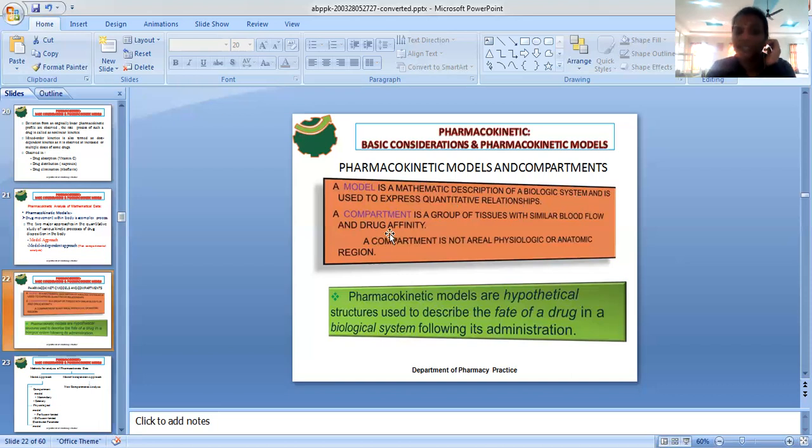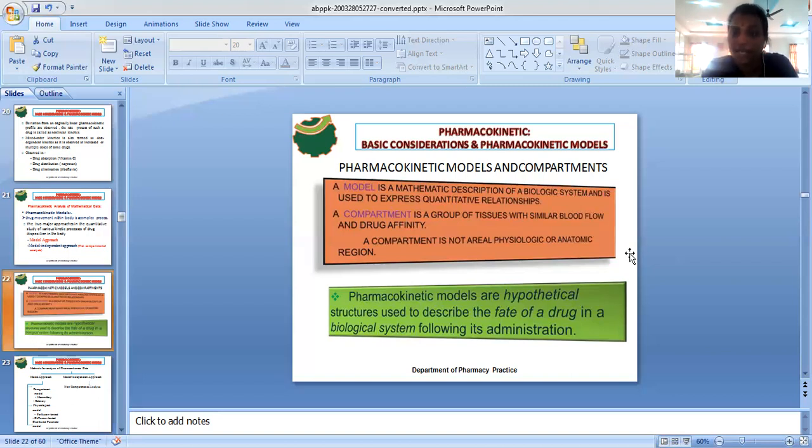And the second term is, what is a compartment? A compartment is a group of tissues with a similar blood flow as well as drug affinity. That means, depending upon the blood flow, all the tissues and organs present in our body will be divided into three groups.